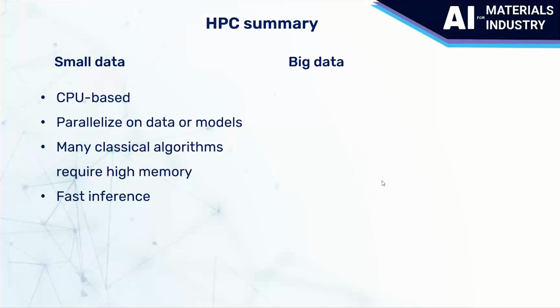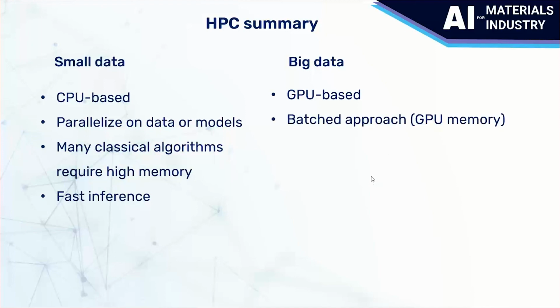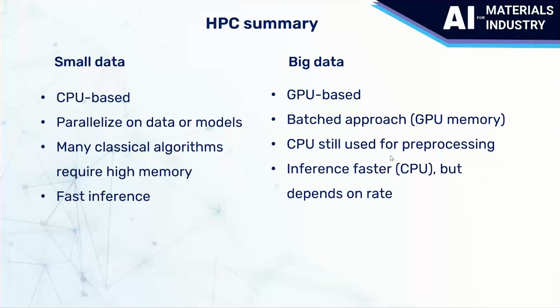If you then look at big data, we typically go to GPU-based applications, where we need to take a batched approach because we're limited by GPU memory. Though, as we saw with these 800 GPUs, this might actually start solving itself, as we are going from like 16 gigabytes of memory to 40 or even 80, which is an incredible jump. But you need to be careful since your CPU might still be used for pre-processing, and where necessary, you might have to upgrade this if you really want your full speed.